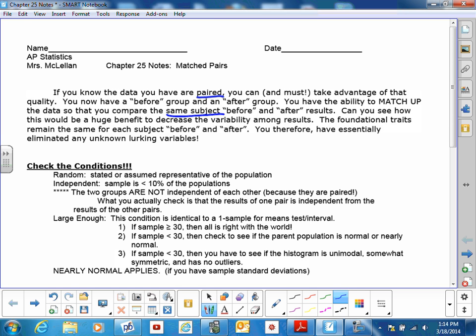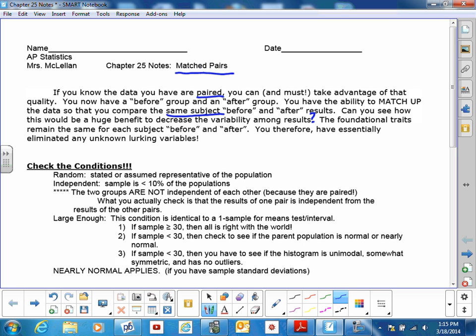So, can you see that this is going to be a huge benefit to decrease variability? So that's really good. Tyson mentioned that the bias is not now a consideration. The individual happiness is not a consideration. So we have the same qualities. So the foundational traits remain the same for each subject before and after. And so therefore, you have essentially eliminated any unknown lurking variables. Okay? So that is the benefit of having paired data or having matched pairs.